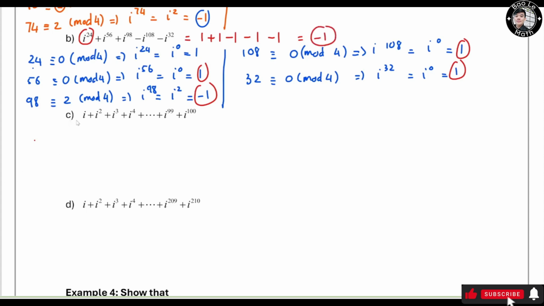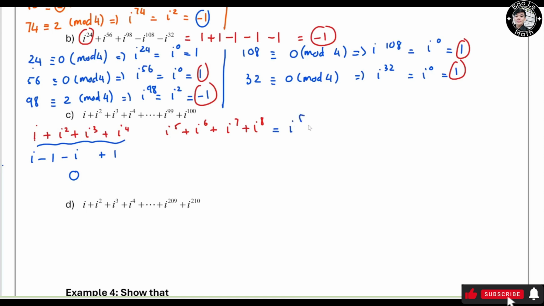Now let's move on to question C. Now the first root right here is going to be i minus 1, right? Minus i plus 1, right? And this guy is actually 0, right? Now the second root right here, we just factor i to the 5th out, right? So it can be i plus i squared plus i cubed plus i to the 4, right? And again, this guy turns out to be i to the 5th times 0, right? It's going to be 0, right?